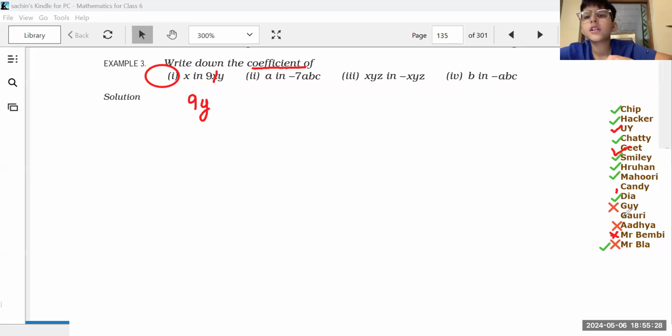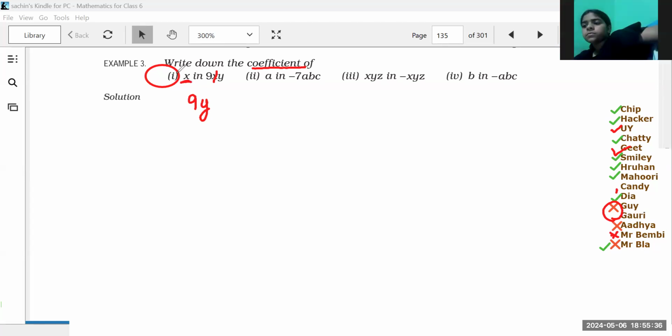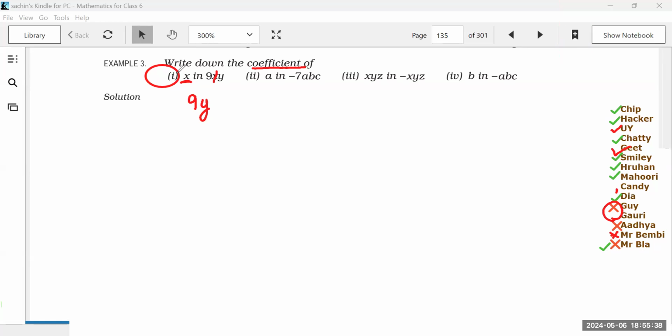Sir, why do we only cut down x? बेटा क्योंकि मुझे x का कोफिशिएंट चाहिए ना. x के अलावा, what is the meaning of coefficient? x के अलावा जो भी हो.